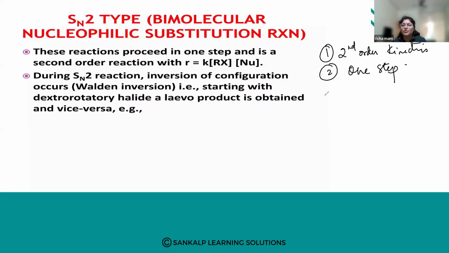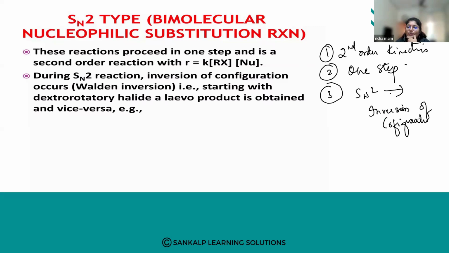Okay, it will undergo via one step. In the SN2 mechanism, it will undergo inversion of configuration, and that is called the Walden inversion. Remember this word? What is that? It is the Walden inversion. So in the SN2 mechanism, inversion of configuration occurs, and that inversion of configuration is called the Walden inversion.